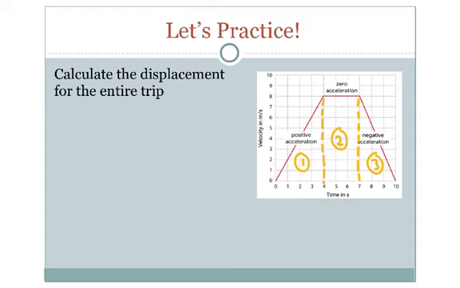So for my area, remember I'm calculating displacement, so the first one will be a half base times height. My base is 4 seconds. My height is 8 meters per second. Again, we're going to keep that as east. Okay, and then we'll work out the math. So the area for the first one is going to be 16 meters east.